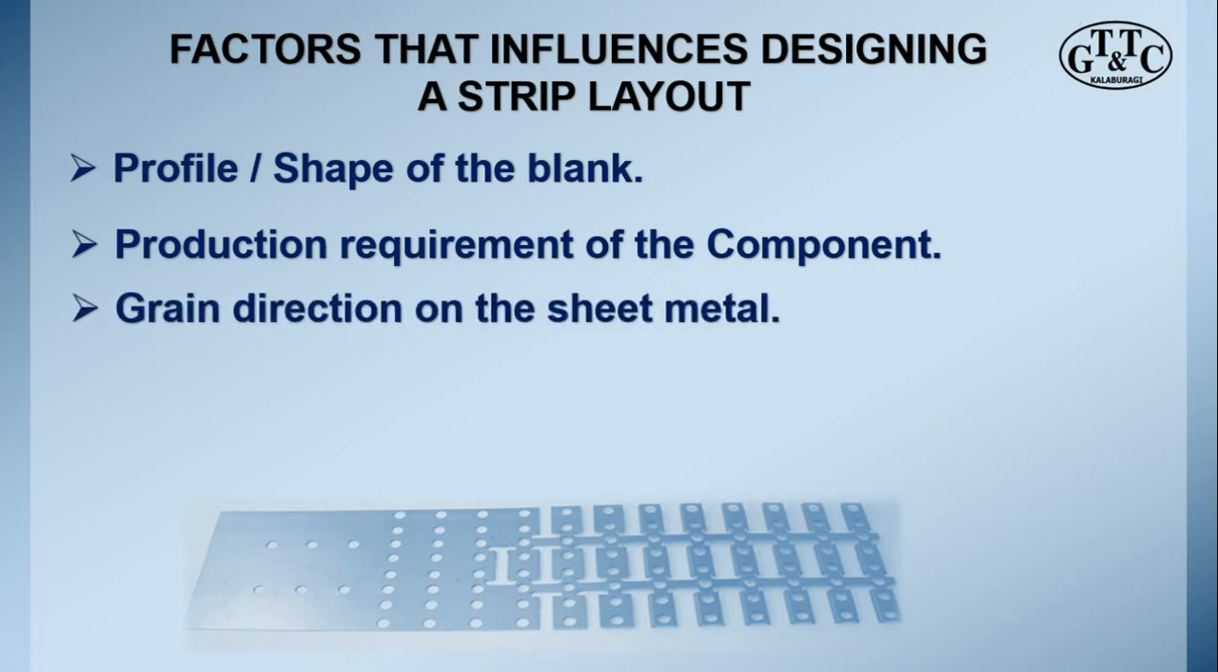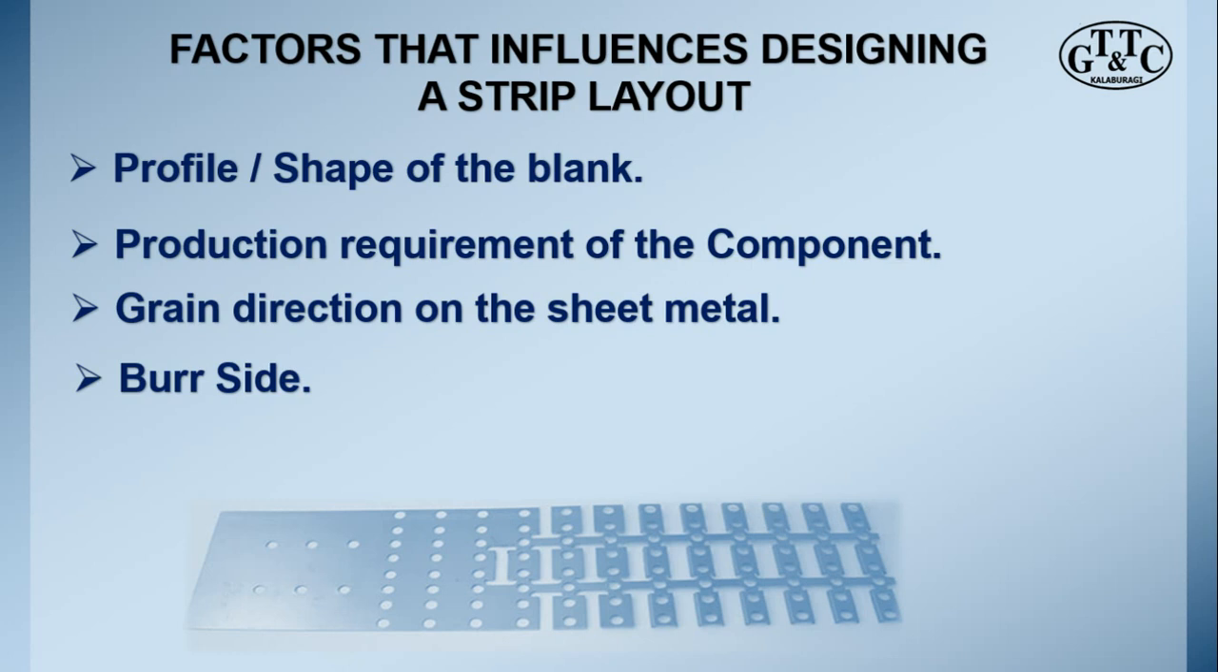The third one is the grain direction of the sheet metal. Generally, the grain direction of the sheet metal does not matter much for cutting operations, but in case of bending operations, it matters a lot, as the rule says that the grain direction should be perpendicular to the direction of the rolling for an effective bending. Hence, if the blank is further subjected to a non-cutting operation, then the grain direction has to be considered.